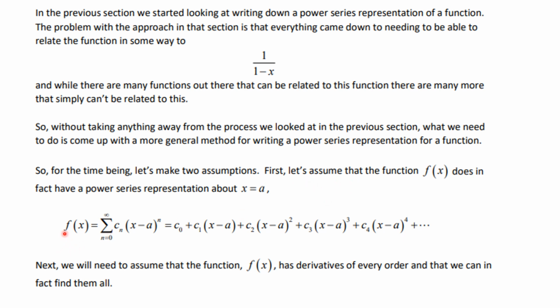And so we'll say that f of x equals the summation from n equals 0 to infinity of c sub n times x minus a to the nth power. That's c0 plus c1 times x minus a plus c2 times x minus a squared plus c3 times x minus a cubed plus c4 times x minus a to the fourth plus dot dot dot. The second assumption is that the function f of x has derivatives of every order and that we can in fact find them all. This is perhaps an equally bold assumption.